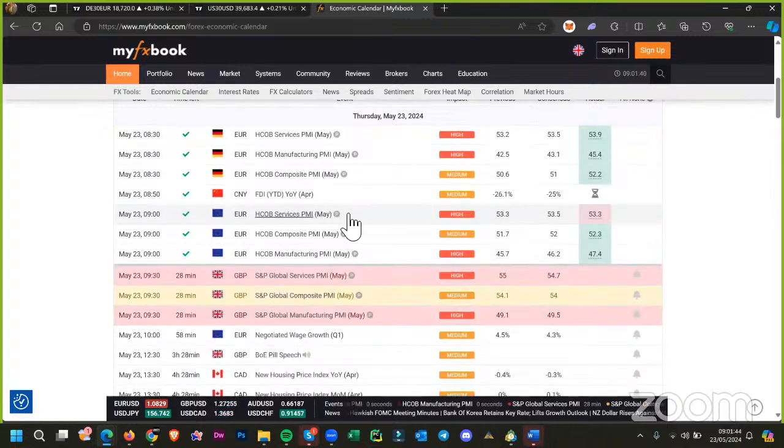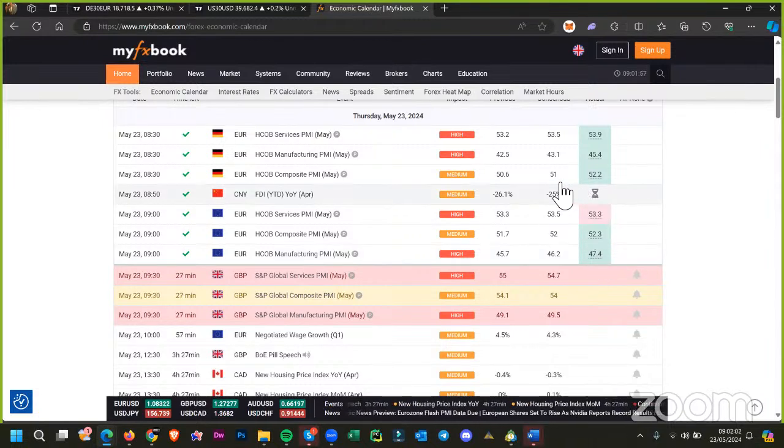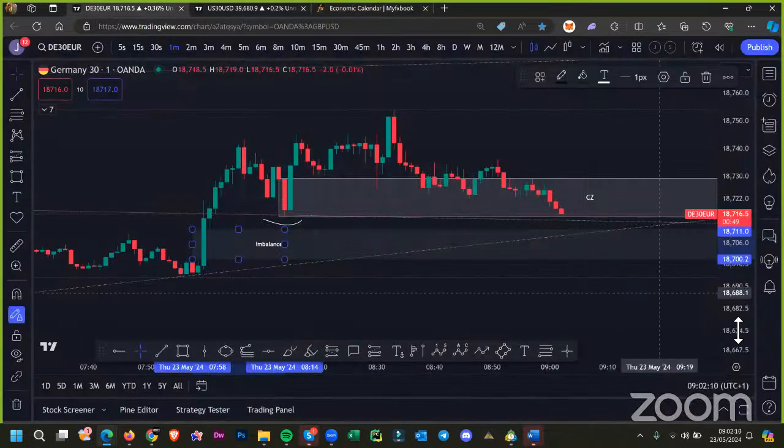It was HCOB services, PMI. Worse than expected ever so slightly here. Better than expected ever so slightly. Better than expected here. We can click into it to see what the effects of that better than expected means, but we also got worse than expected in one of them. I don't want to go into the deep fundamentals of PMI. There's better resources and better people to do that for you. Just watching it from a technical perspective and having a look.